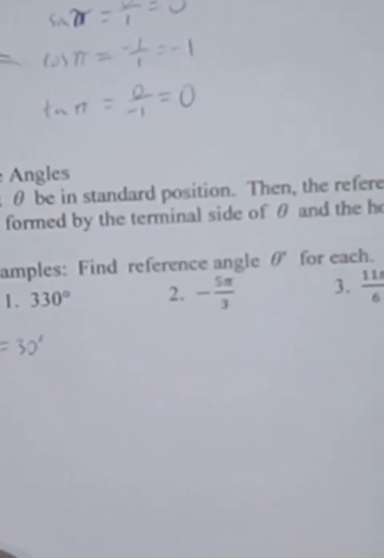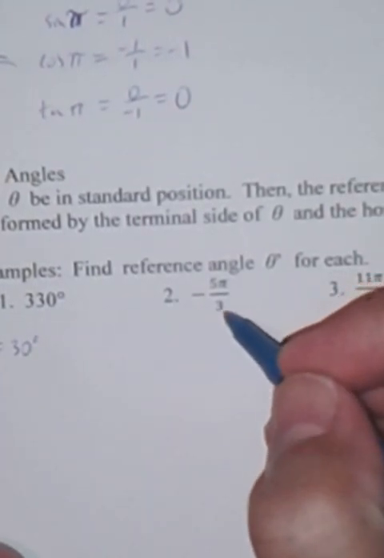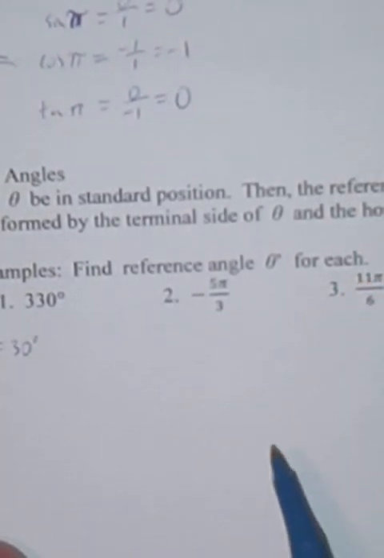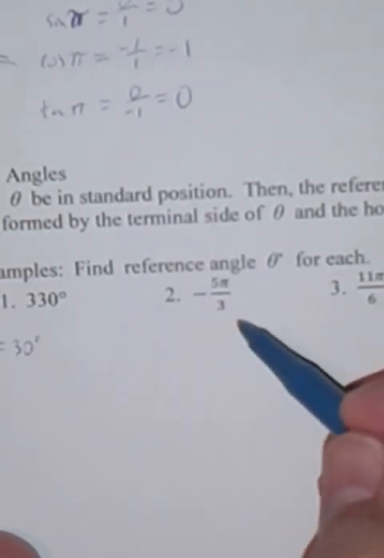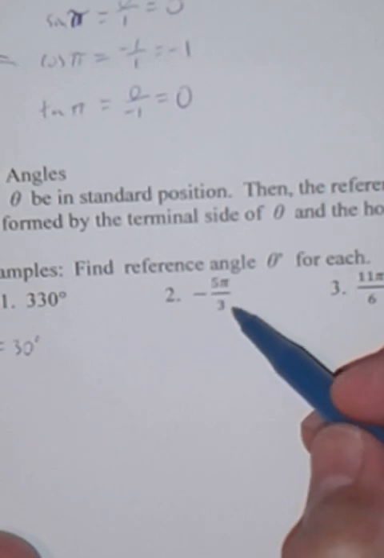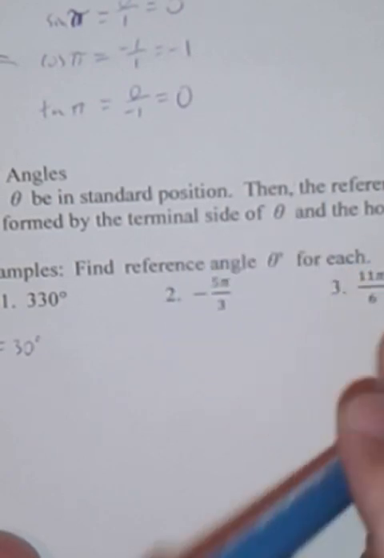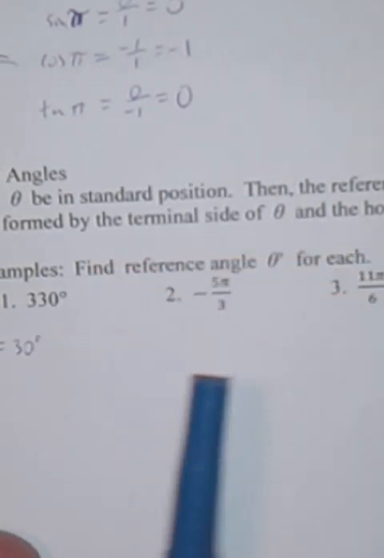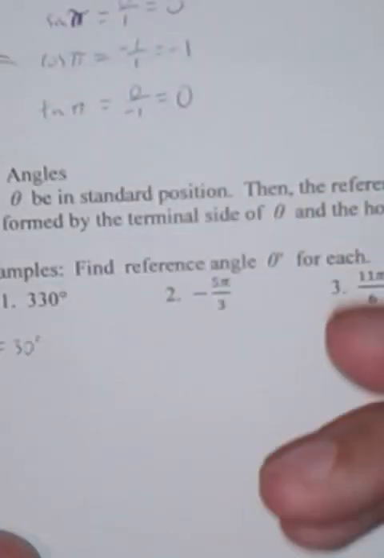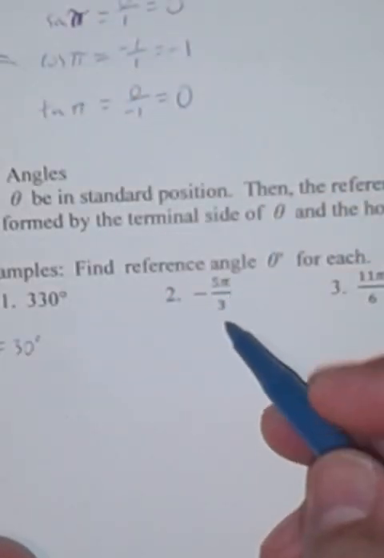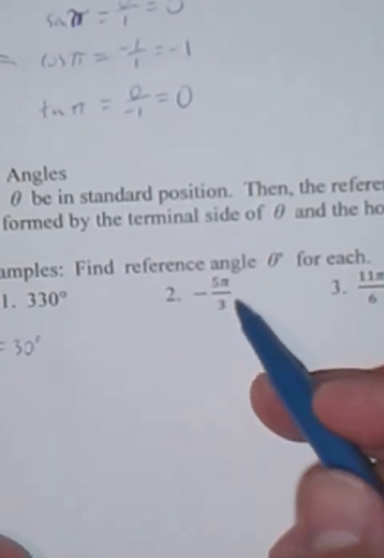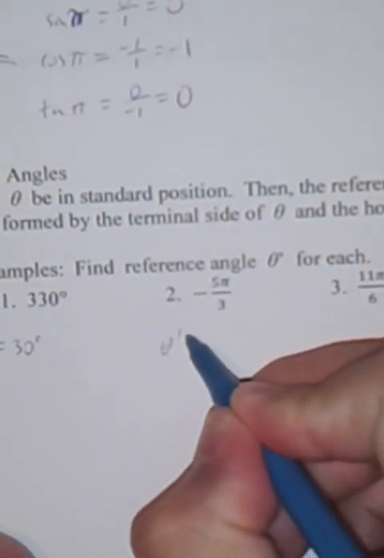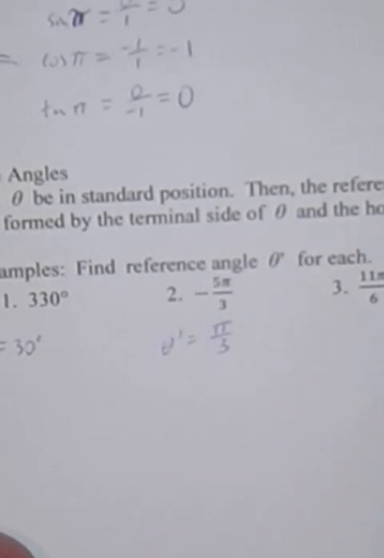All right, let's take a look at number 2, negative 5 pi over 3. If you'll remember, 2 pi is a full rotation. This is in the negative direction though, so you're going from the positive x-axis downward following the clock, and you're almost at negative 6 pi over 3, which would be negative 2 pi, a full rotation, but you're pi over 3 away from that. So theta prime is pi over 3.